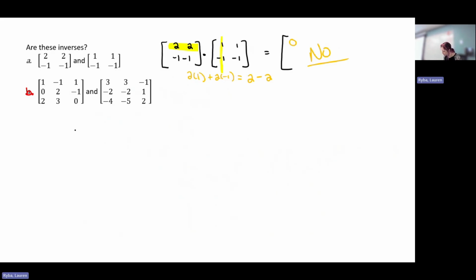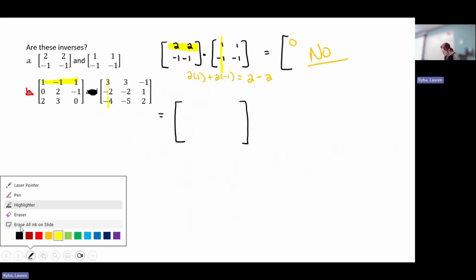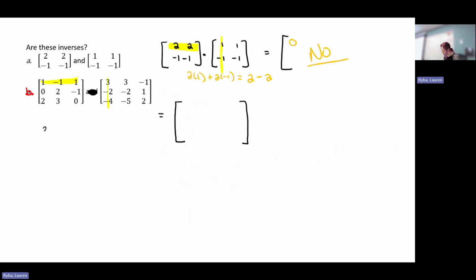Okay, so let's look at the next one. I'm just going to turn this into a big multiplication here so I don't have to rewrite them. All right, so let's see. Row 1, column 1. Okay, 1 times 3 is 3. -1 times -2 is 2. And 1 times -4 is -4. So 5 minus 4, 1. That's good.